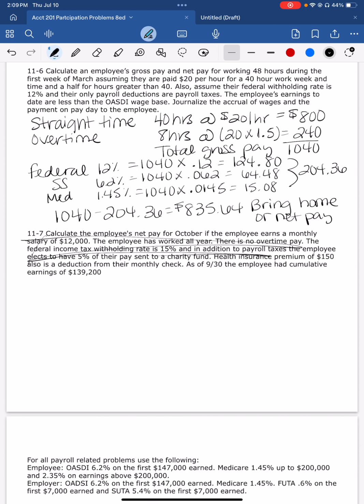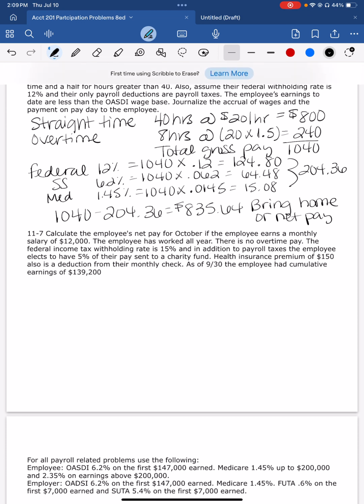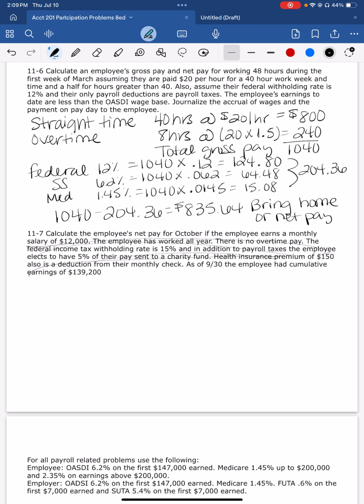Alright, so ignore this. I'm going to do the journal entry for 11-6 down here, so you can see what it looks like. So for the accrual, it's going to look like this. I'm going to try to label them. So this is, we know we're going to pay it, we just hadn't paid it yet. So we're going to hit wages expense. We looked at this back in chapter 3, but this time you're actually calculating the numbers. That's the only difference. The wage expense is for gross pay.